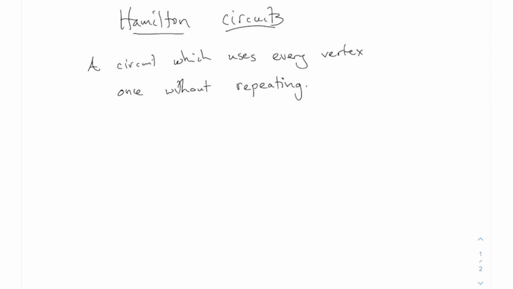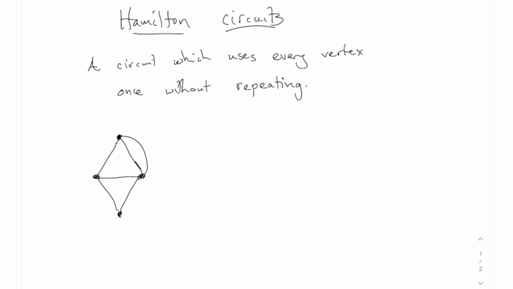Let's just do some very simple examples. How about a graph like this? Let's say this graph with an extra little bendy one. Is there or is there not a Hamilton circuit? You want a circuit which uses every vertex once without repeating any vertices. I don't care about the edges. You can miss edges if you want. You just have to hit every vertex.